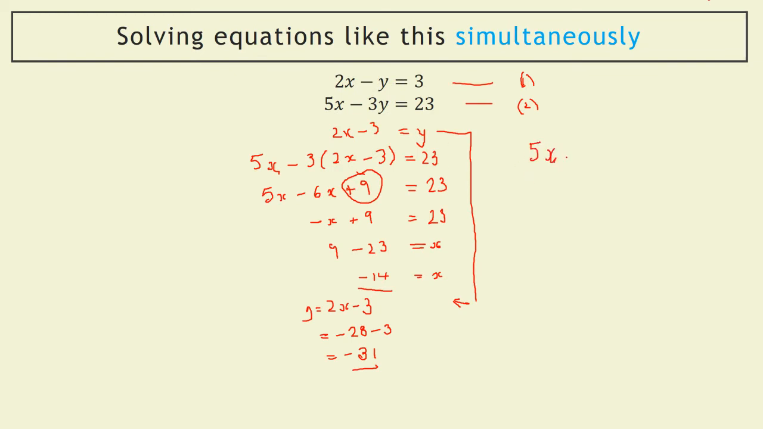5x minus 3y. Let's see what we get. 5 times x. 5 times minus 14. Okay. No problem if you reach for your calculator for that, but it is negative 70. 5 4s is 20. 5 10s is 50. So it's negative 70. And then minus 3 lots of minus 31. Well, minus 3, it's going to become plus again, isn't it? This is a minus times a minus. 93. Oh, look. 23. Right answer. Because we have matched the 23. Okay?